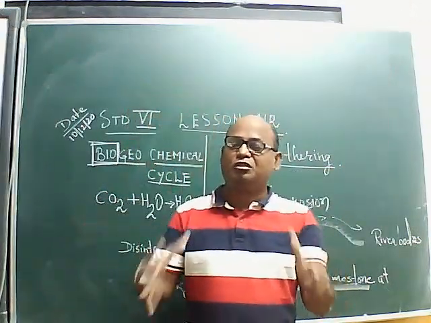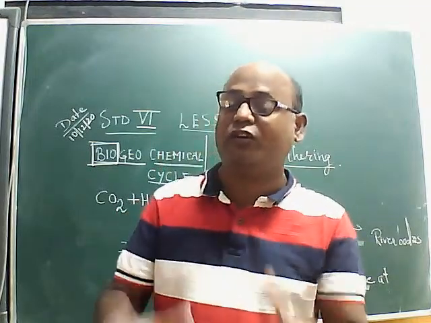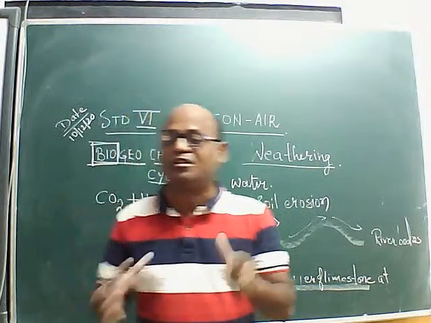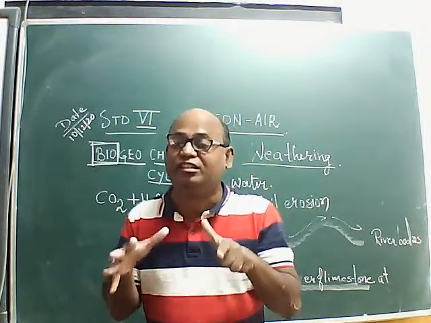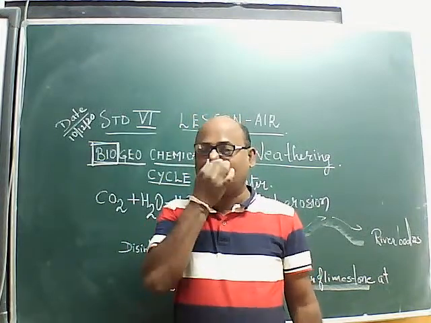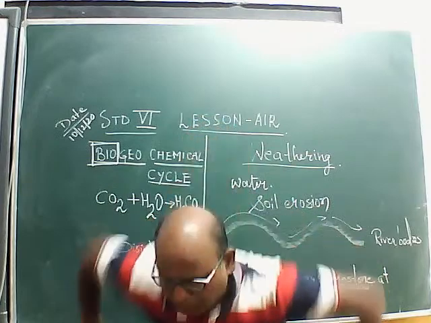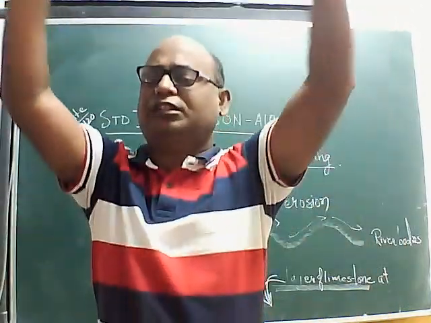When these rocks are in melted form, in molten form, and there is high pressure and high temperature inside the earth, then what will happen? Due to very high pressure, this molten rock comes outside the earth.